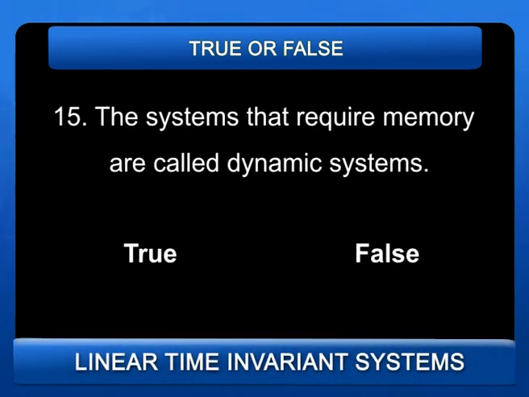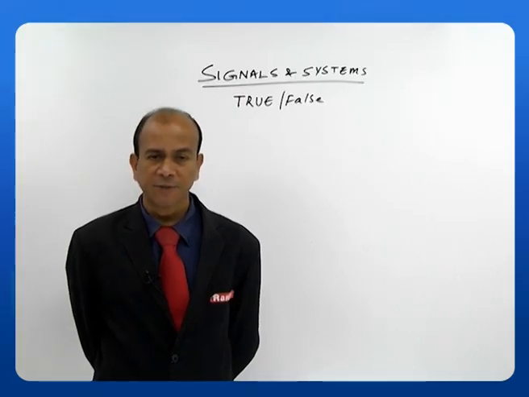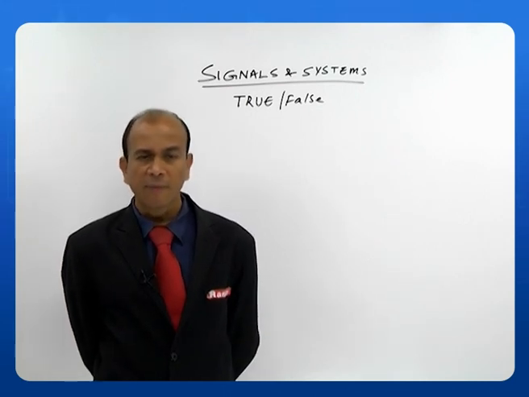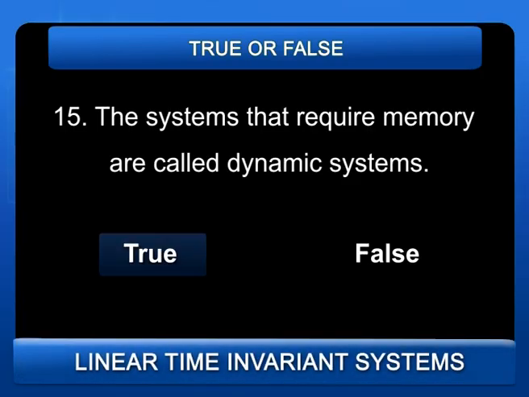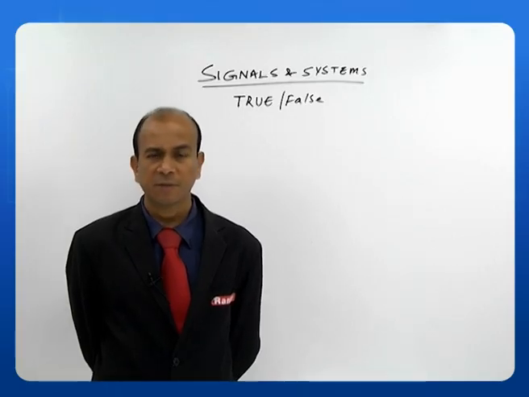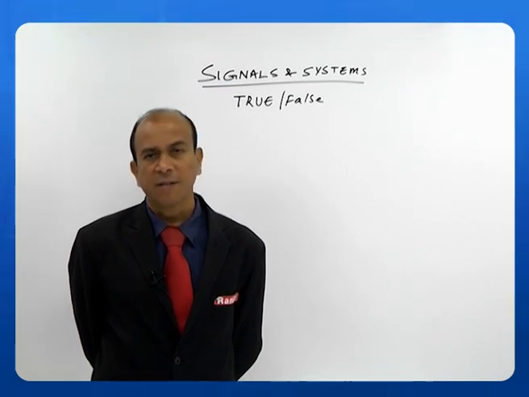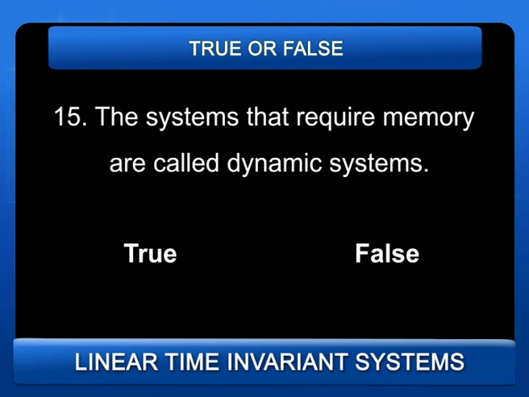Let us look at question number 15. The systems that require memory are called dynamic systems. As we have seen earlier in the classification of systems, we have to recollect what we have studied earlier and then answer this question. The answer is true, because any system that requires memory is called a dynamic system. The system which doesn't depend on memory is called a static system. The answer for the 15th question is true.